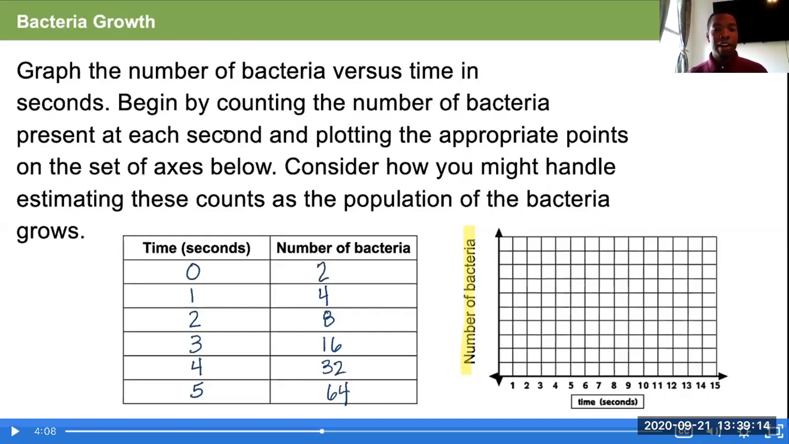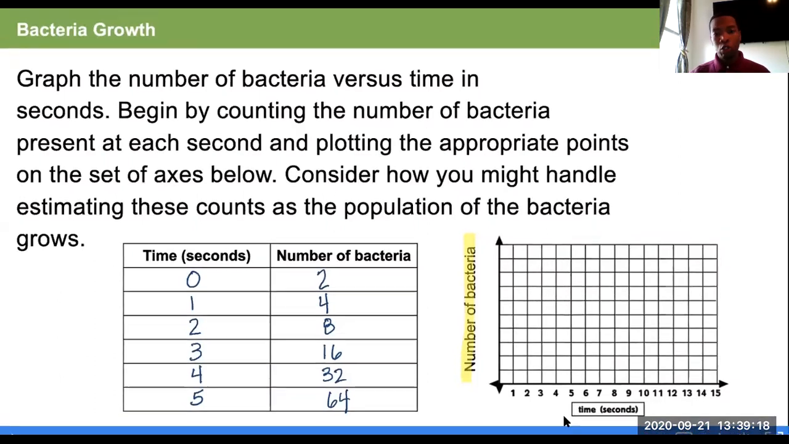Some people are saying go up by 2s. Some people are saying go by 8s. If I go by 2s, let me see. 2, 4, 6, 8, 10, 12, 14, 16, 18, 20. Then I wouldn't get to plot my 64, 32. So we got to go up by double each time. Let's see what she ended up doing.